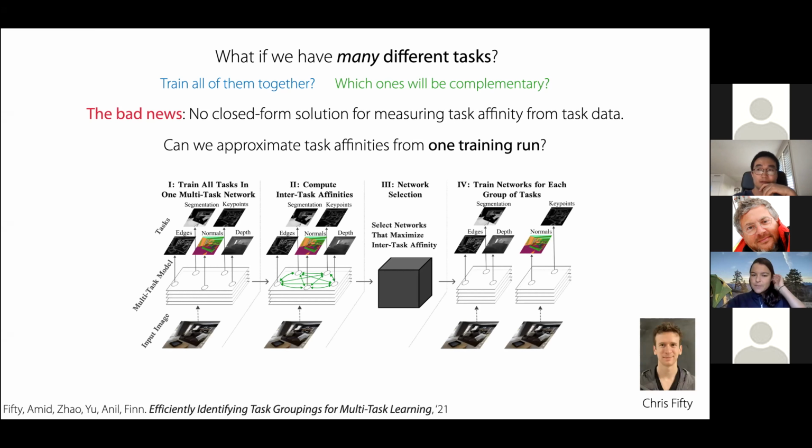Now, the hard part is this second step right here. I think that we know how to train all of the tasks together. We also know that if we have these affinity scores, then we can fairly easily figure out what the groupings should be. But actually computing these affinities is difficult. So how do we do step 2?